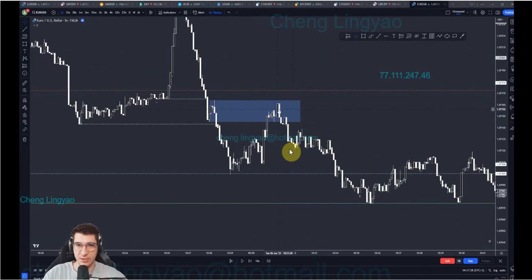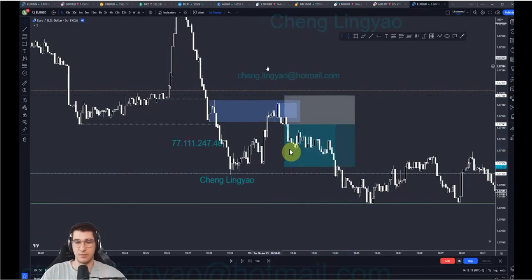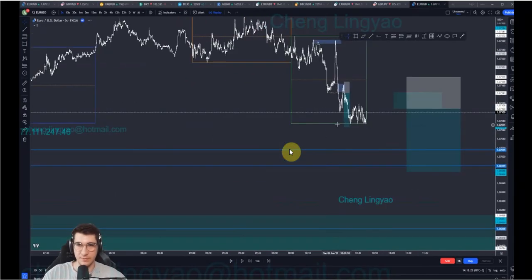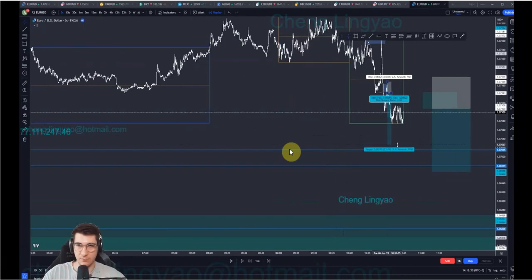Price returns into that range, gives the change of character, takes the high, takes the low, and because you have this range, price taps in, you can enter as soon as possible and basically just ride the thing down. In this case, you could have a 2.5 pip stop loss and then go for the target, which I think was somewhere around this low, or just go for 1 to 5.